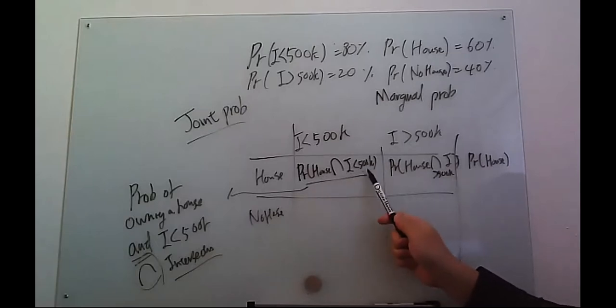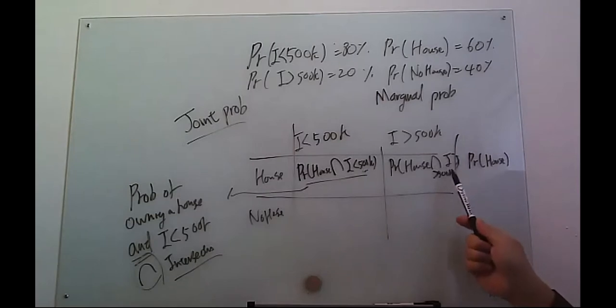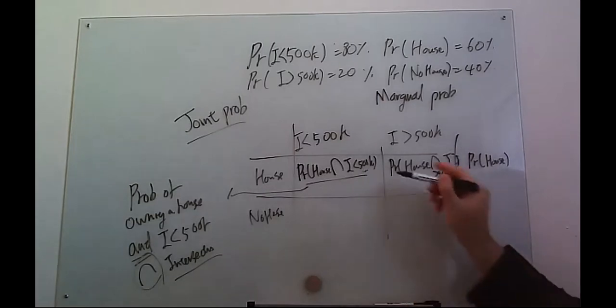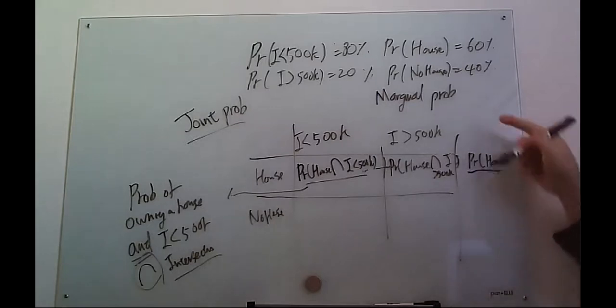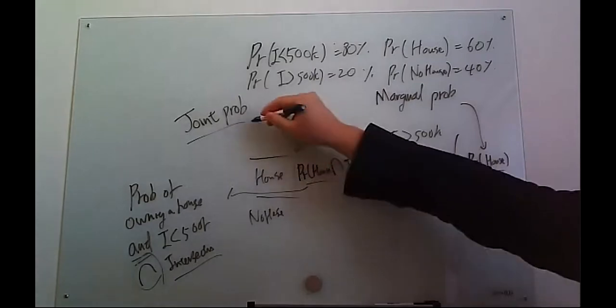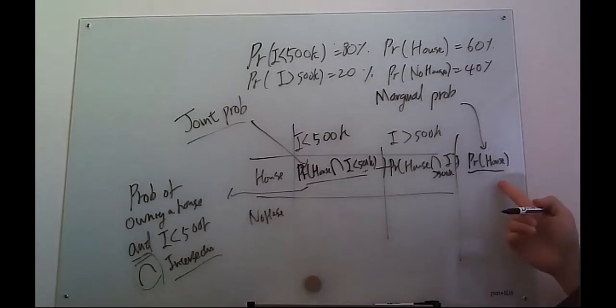This is a very important concept, because this is the probability of owning a house at the same time as income less than 500K. This is the probability of owning a house at the same time as income greater than 500K. The summation of these two probabilities is the probability of owning a house, because income doesn't matter here. This is called the marginal probability, and each of them is a joint probability. So the summation of joint probabilities would be your marginal probability.